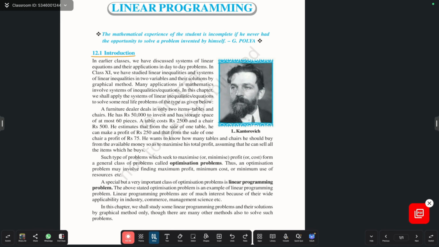First, let's understand what they have written here. In earlier classes, पुरानी classes में, we have discussed system of linear equations and their applications in day-to-day problems.